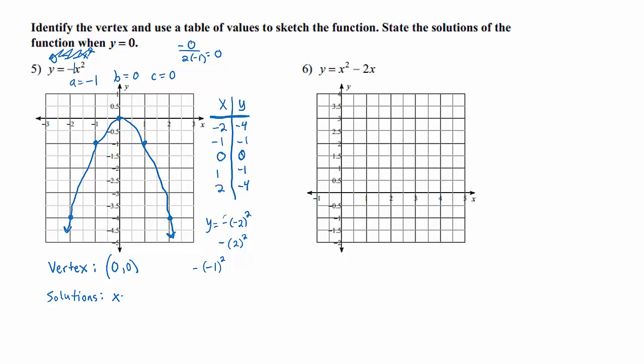So our answer to this, which is kind of a long problem, is the graph, because it asks us to graph, it's the vertex, and it's the solutions. So lots of information here. Let's look at 6.